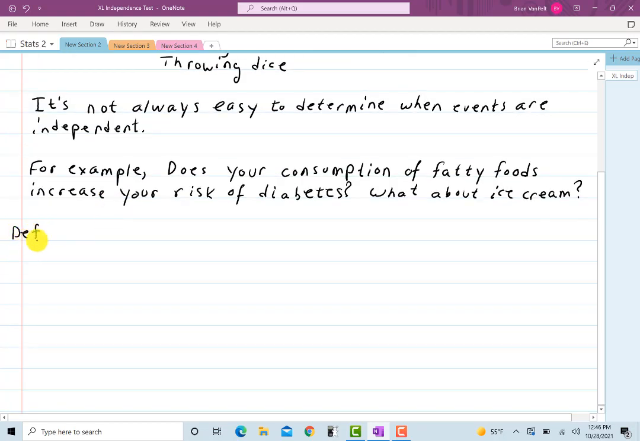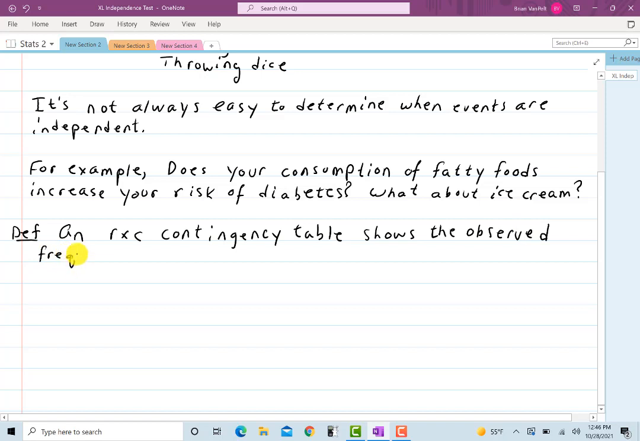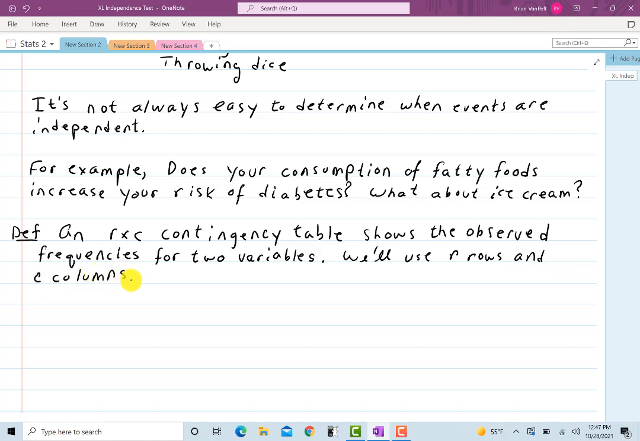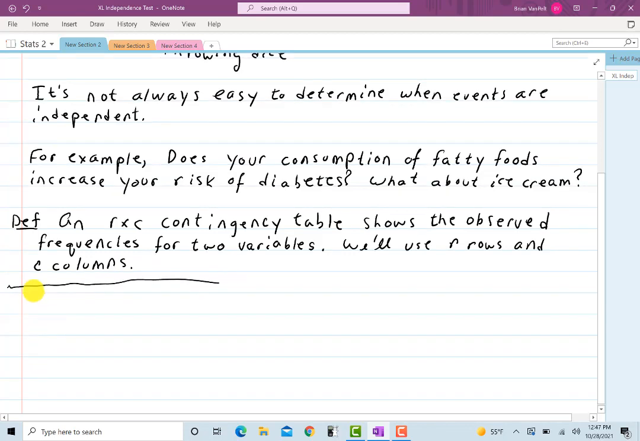Let me start with a definition. An R by C contingency table shows the observed frequencies for two variables. We'll use R rows and C columns. Let's use an example to motivate what this section is all about.